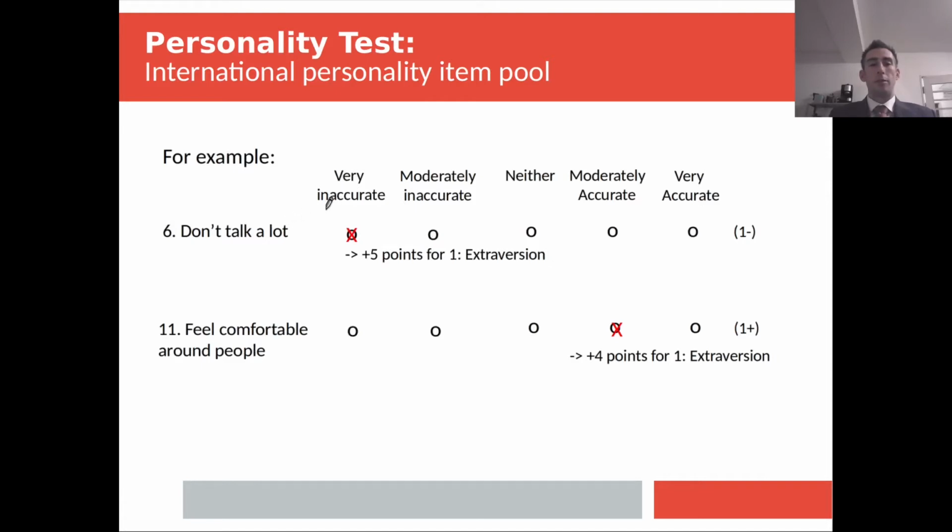So for example, some of the questions are, you don't talk a lot. And then if they answer very inaccurate, it means they do talk a lot. That will give plus 5 points for extroversion. Number 11, feel comfortable around people. If they answer moderately accurate, this is a positive one, you'll get plus 1 points for extroversion. Plus 4 points for extroversion. Right, so you can see whether it's a negative question or a positive question decides which way you add it.